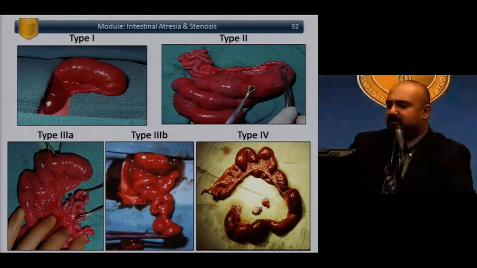Type 3 and type 4 atresias, the biggest problem with those two is those kids are more prone to having short bowel syndrome and have difficulties with absorption because you've lost a lot of intestinal length, and you may have to resect multiple segments in a type 4. So these kids may have more issues with their nutritional support.